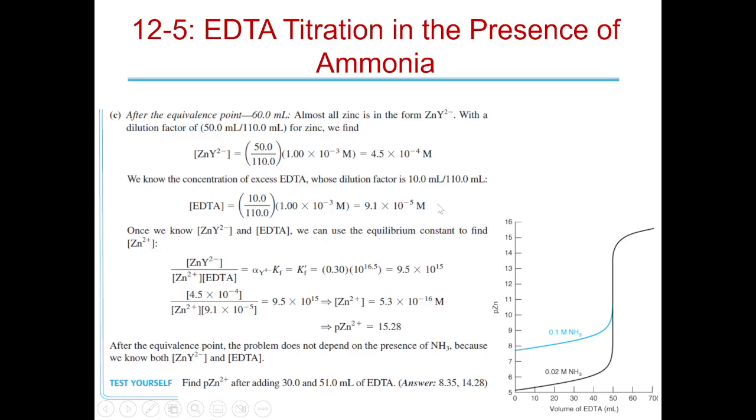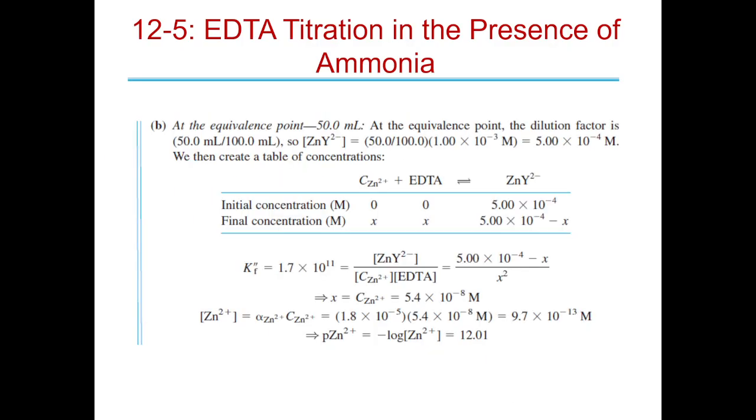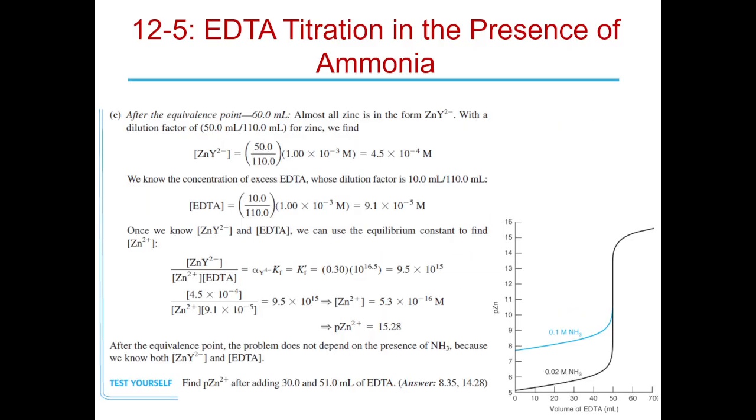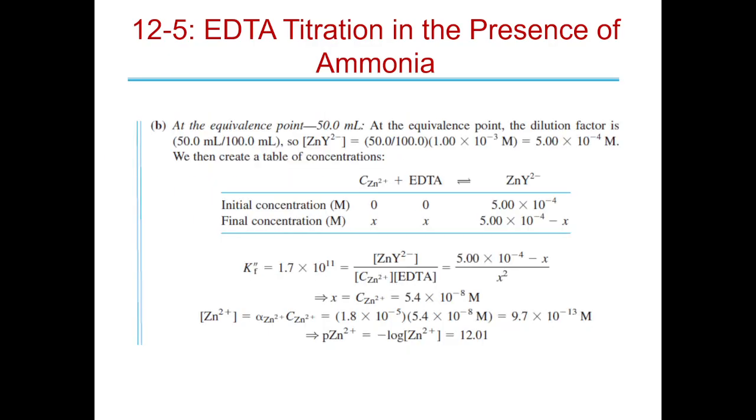So once we know these, we can then plug these into our KF expression. Notice our KF expression at the equivalence point, excuse me, and at this point, 10 mils after the equivalence point, this term right here is different. Right? Because at the equivalence point, all your EDTA is used. You know, it's matching, right? You don't have any excess. After the equivalence point, you always have excess, which is why we have to calculate the excess here. Okay? Anybody have any questions about that?